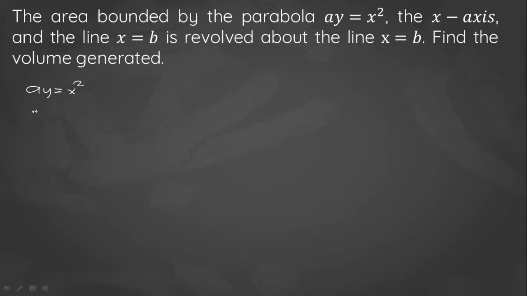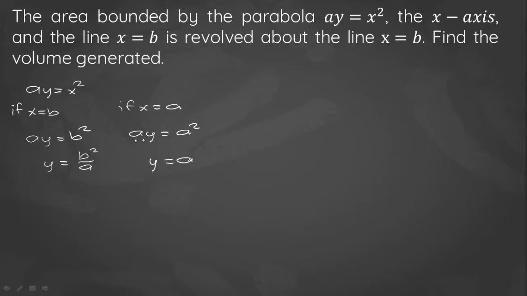Now, if we plug in x is equal to b, then ay is equal to b squared. Then y is equal to b squared over a. Now, if x is equal to a, ay is equal to a squared, since it is x squared. Now, y will become equal to a, since the a can be cancelled out on the left-hand member of the equation. So we have a value of y that is equal to a.